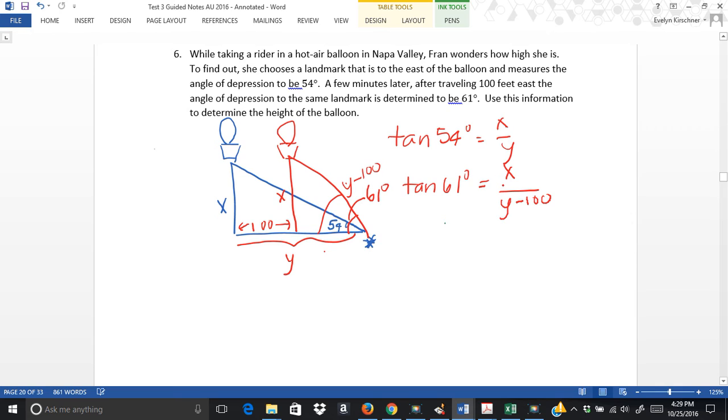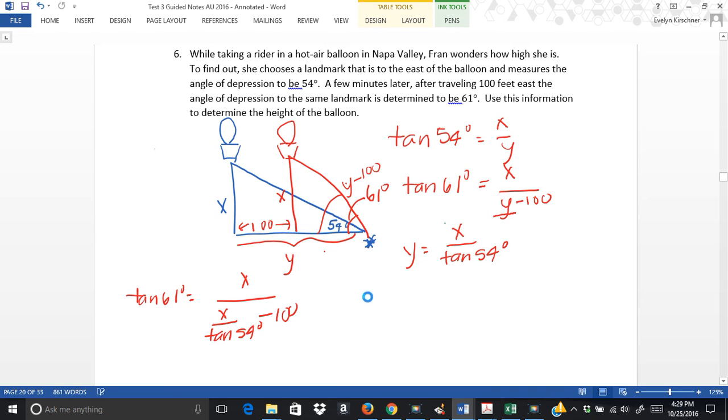So what I need to do is, I have two variables and two equations, so I can use substitution. Since I'm looking for x, I'm going to substitute for y, so that means y is x over tan of 54 degrees. So I have the tangent of 61 degrees is x over the tangent of 54 degrees minus 100, because I took this y and I put it right there.